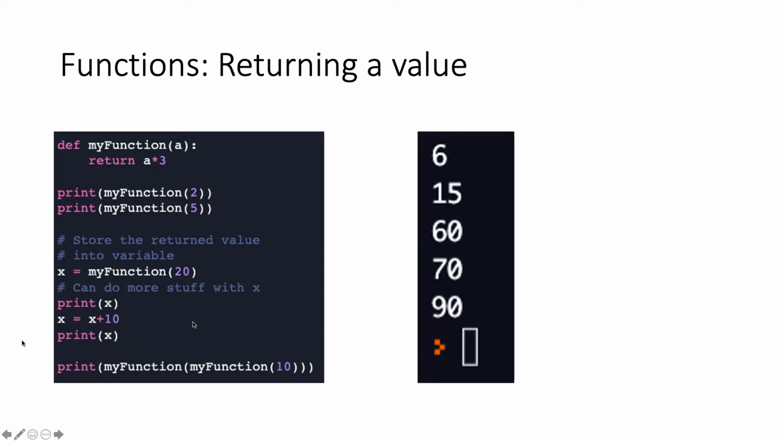One additional thing that you can also do is pass the output of one function into the input of another function. For example, print my function of my function 10. So there are 2 calls to my function here. This might seem familiar in math, if you apply f of f. So my function 10 is going to return 30 on the first call.